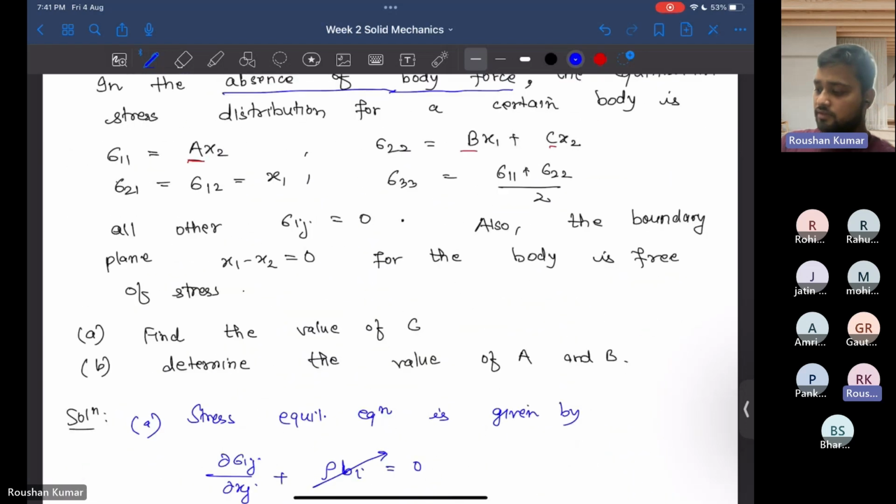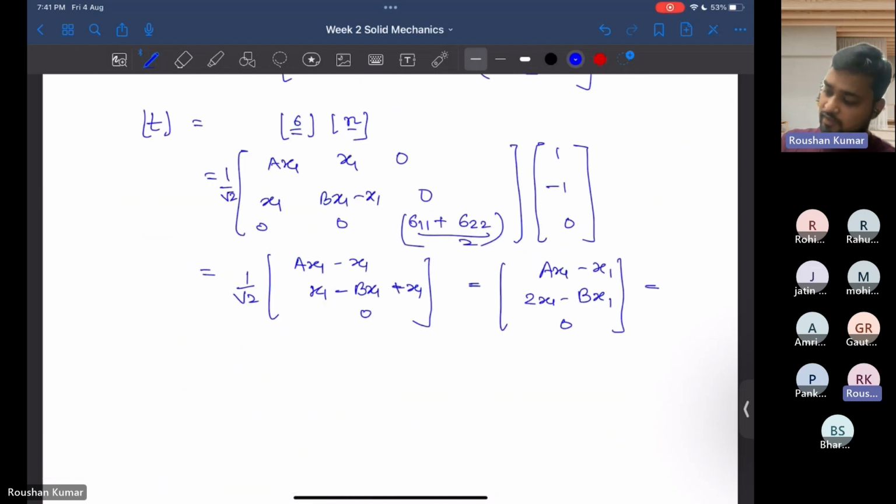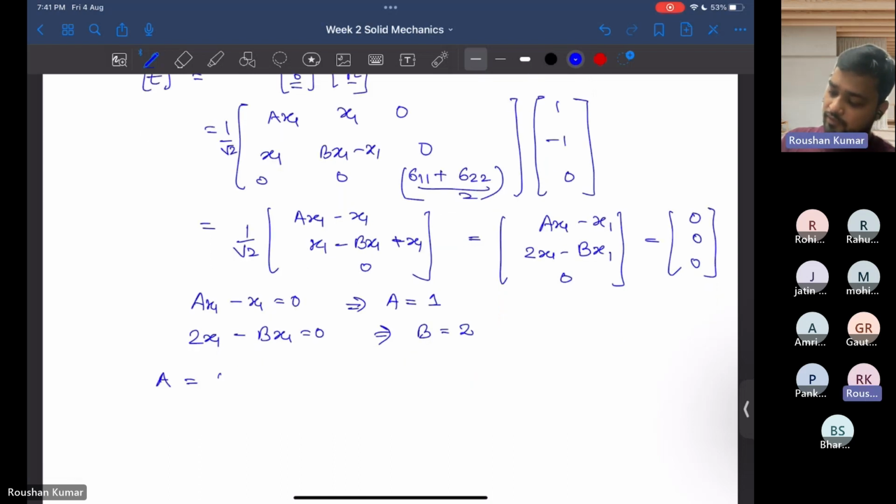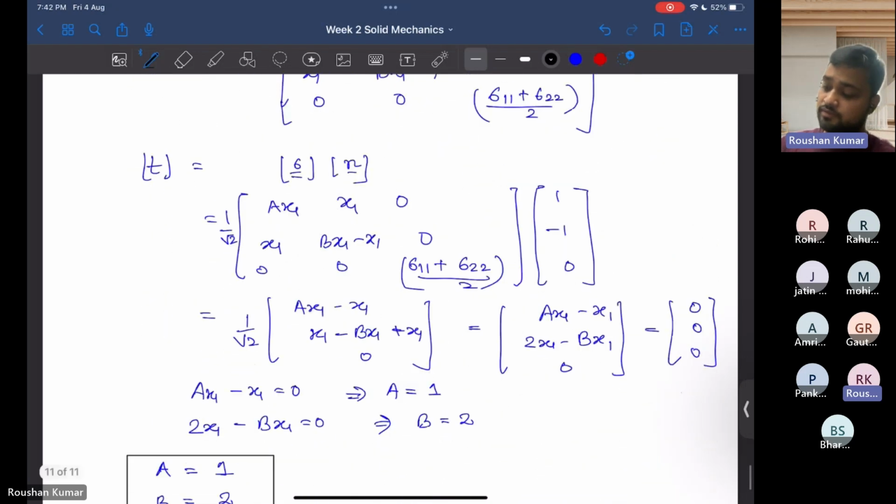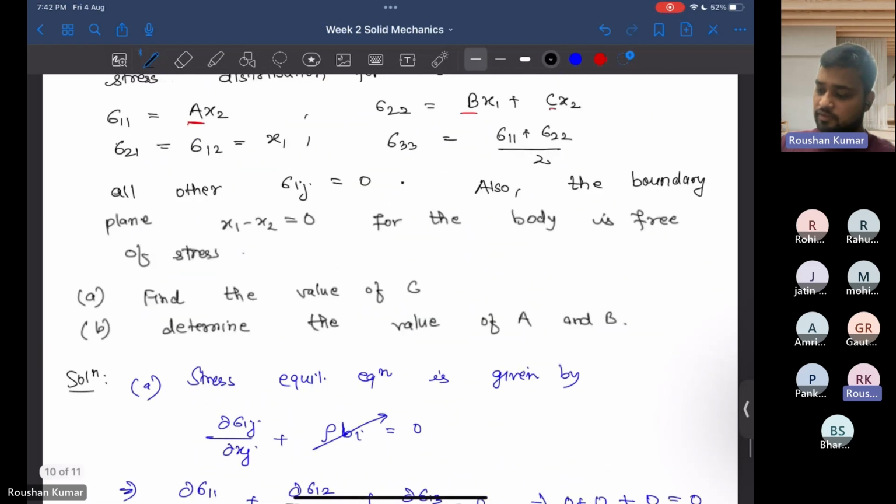And according to the question, the traction vector or the stress on this plane, that is x1 equal to x2, is stress free. That means the traction vector on this plane is 0. Each component is 0 here. So if we compare both the equations, ax1 minus x1 equal to 0 gives us a equal to 1. Then the second component gives us 2x1 minus bx1 equal to 0, so b equal to 2. So we have found the value of a, which is equal to 1, and b, which is equal to 2. So this is a question that finds the value of a and b as per the condition given. So this is all about question number 7.